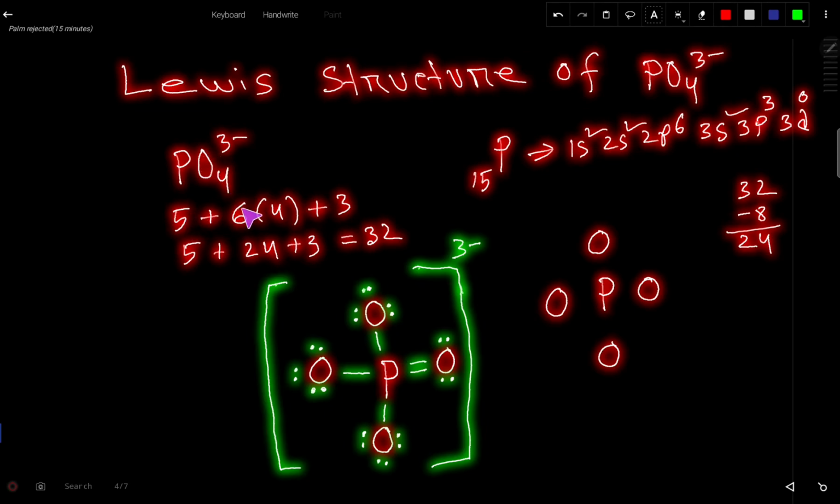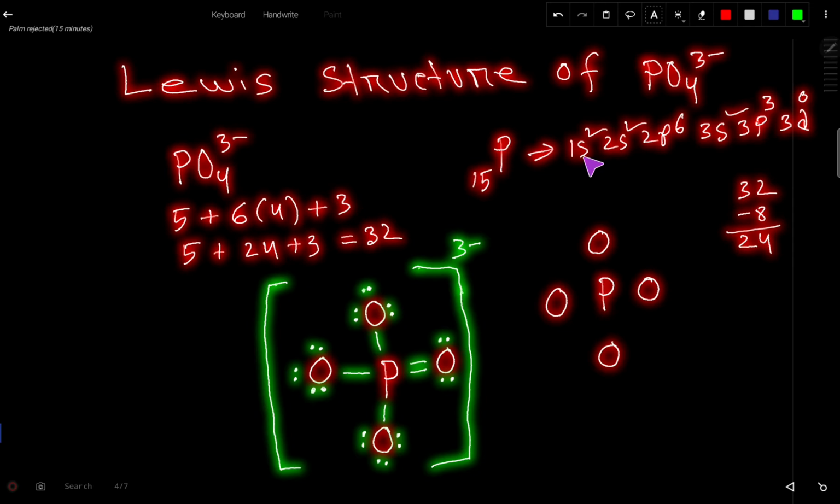Oxygen is an element of group 6A, that is why it has 6 valence electrons. But here we have to multiply by 4 because we have 4 atoms of oxygen, and then we have a negative charge, so we need to add 3 more valence electrons since the negative charge is 3 minus. So basically we have 32 valence electrons totally for the phosphate ion.